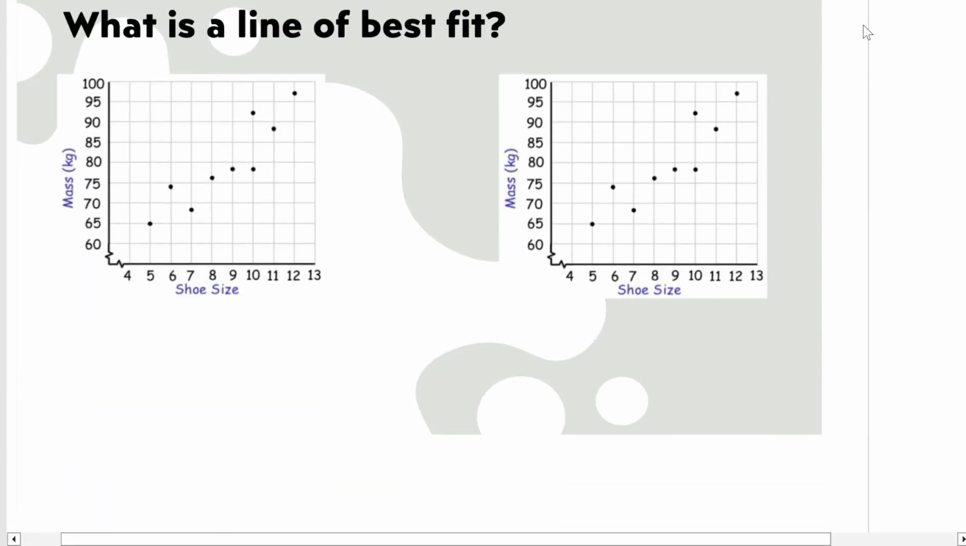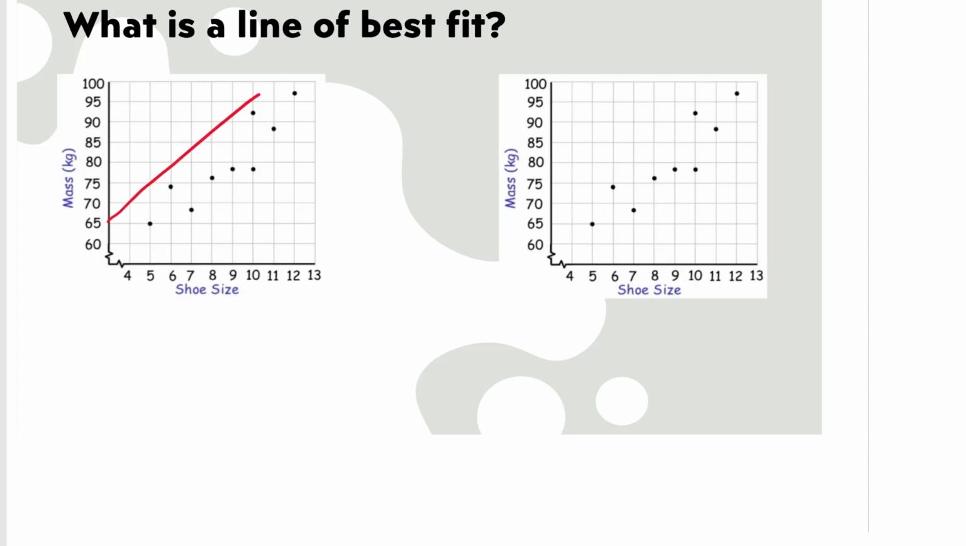Next we have, what is a line of best fit? Aquí podemos hablar sobre qué es una línea de mejor ajuste. For example, if you draw a line above the points, that's not the best fit for the points. But if you draw the line in the middle of the points, that's going to help you make better predictions.